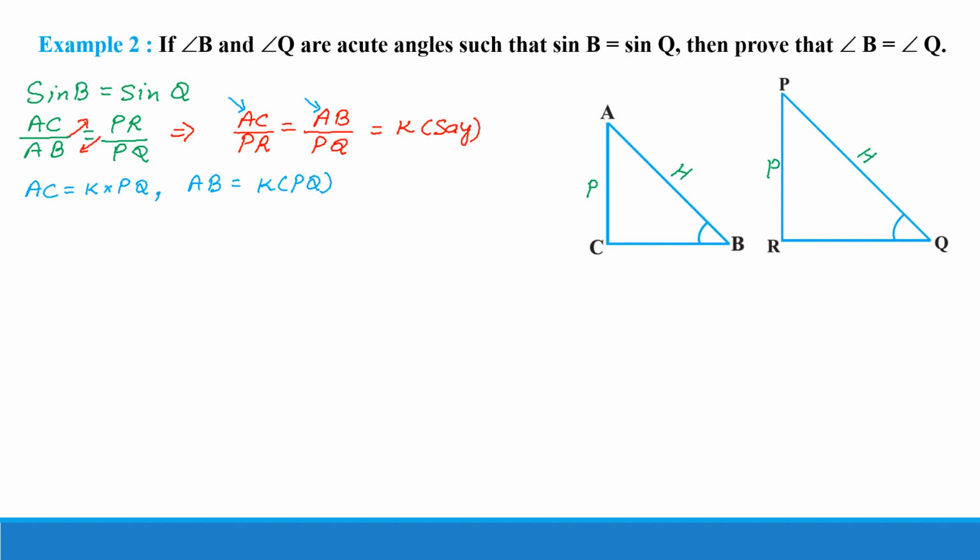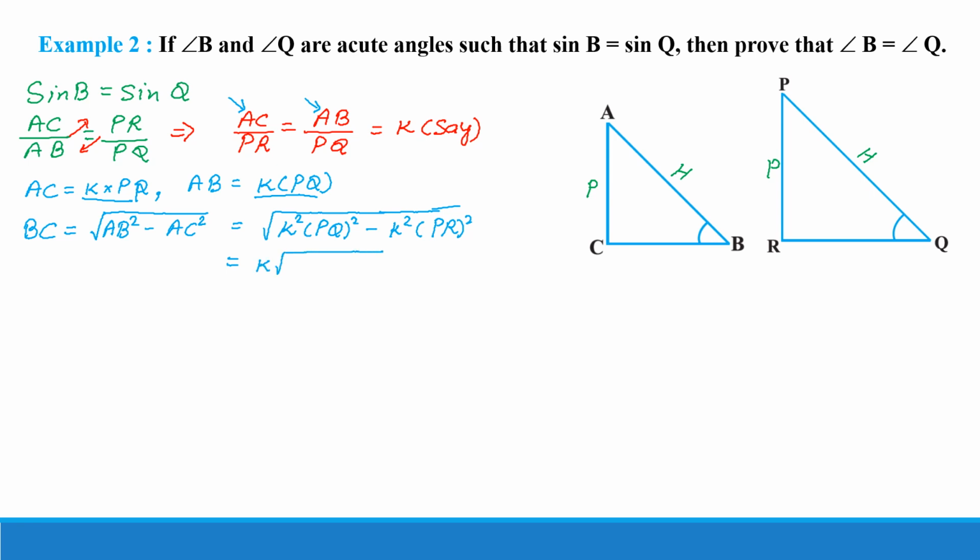Now we will use Pythagoras theorem in both the triangles to find the third side. In triangle ABC, if we consider side BC to be calculated, BC will be equal to the square root of AB square minus AC square. If we replace the values of AB and AC from here, AB square will be K square times PQ square minus K square times PR square. If we take K square common, it comes out and we get that BC is equal to K times the square root of PQ square minus PR square.